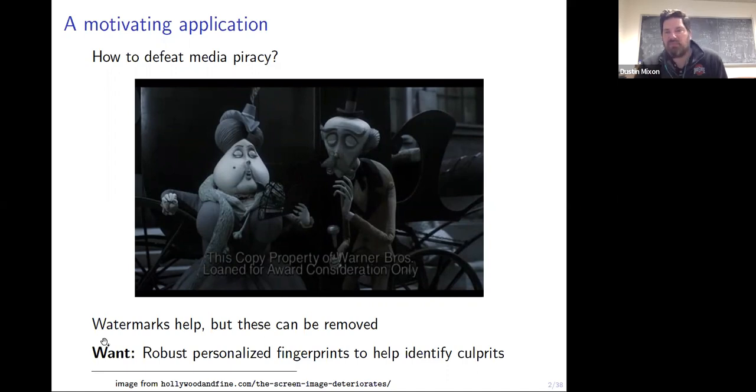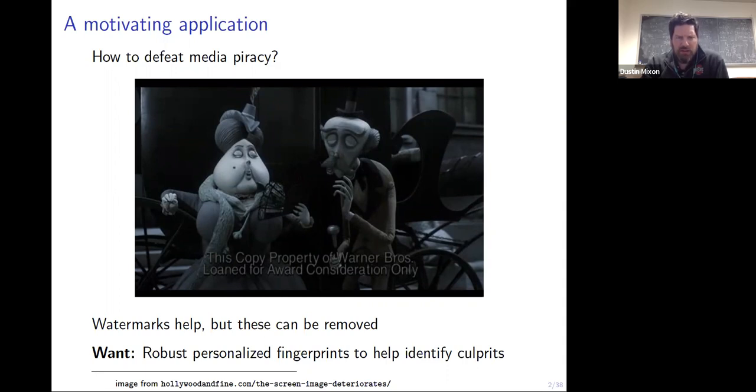What would be better is a personalized watermark, so that if the watermark is still on there, you can identify who the culprit is. What would be even better is if there were a fingerprint that's not detectable by the human eye. So nothing so overt as this text, but maybe some noise that maybe correlates with the imagery, something like this.